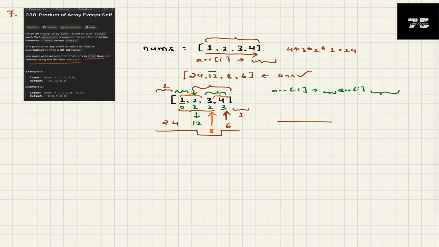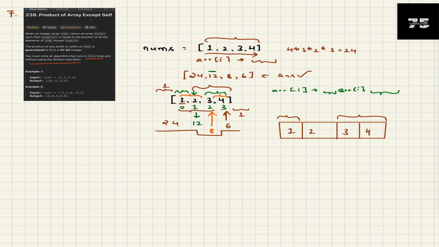let me write it in a cleaner manner. Okay, so let's say 1, 2, 3 and 4. So for each element, I need the multiple before this and the multiple after this.